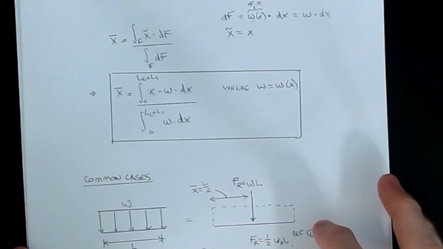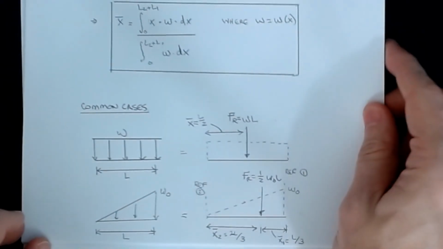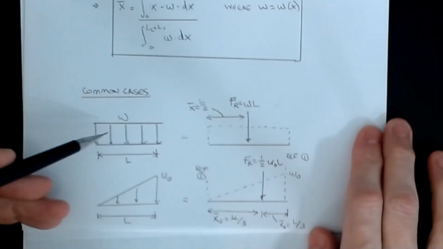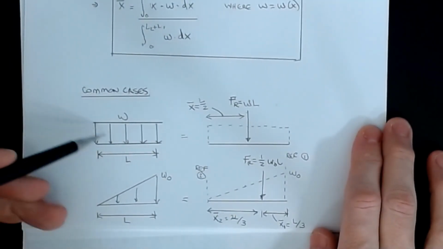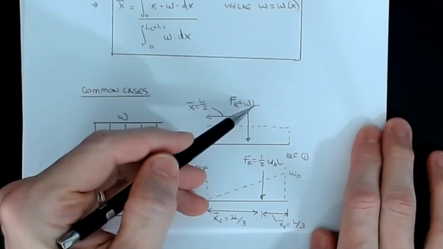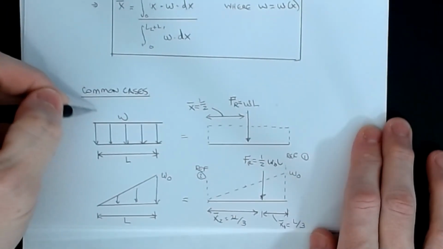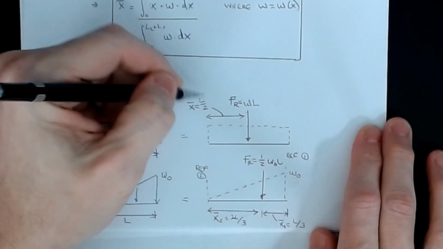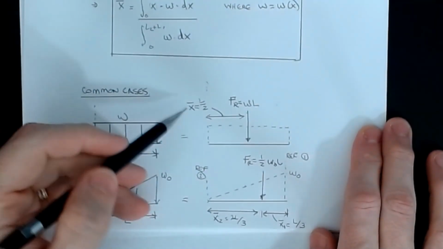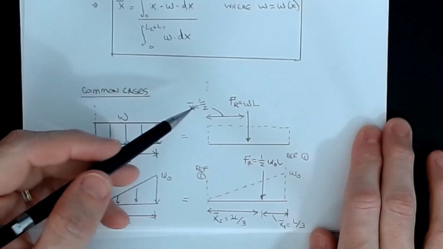Now, some of the more common ones that you'll see in mechanical and civil engineering and structures will be a distributed load over a length of L. We talked about this one: the resultant of this load is W times L, and it's located at the center of the distance. Again, I'm setting a reference here, so my x bar is L over 2. We proved that one earlier in this video.